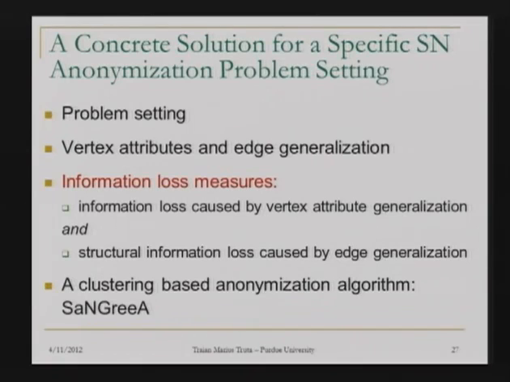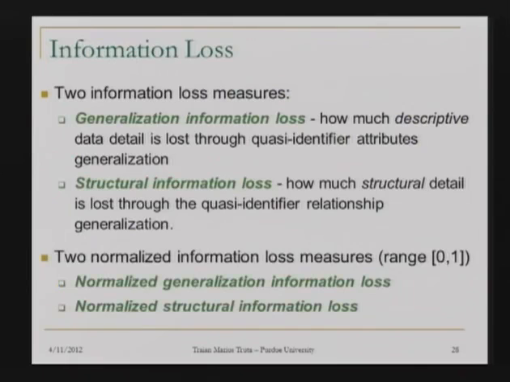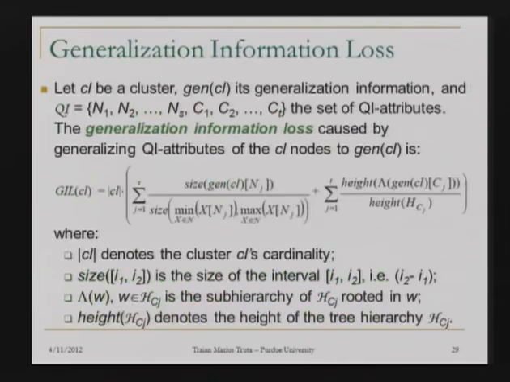And for this, we have information loss caused by vertex attribute generalization and information loss caused by edge generalization. Now, for this, we use two information loss measures, and we combine them later on. Generalization information loss says how much data detail is lost through quasi-identifier attribute generalization. And structural information loss says how much structural detail is lost through the quasi-identifier relationship generalization. And just for being easier to compare them, we normalize them into the range 0 and 1. But in our examples, we don't normalize, as you will see.